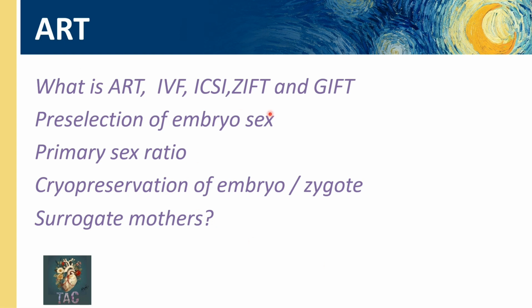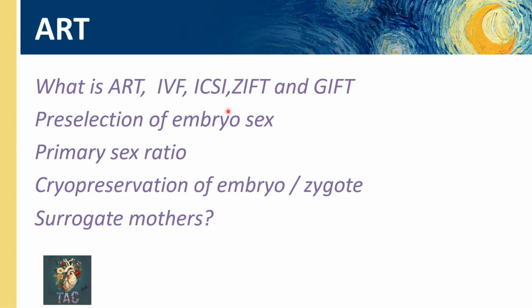So here are the different clinical correlates with fertilization, the assisted reproductive techniques. In assisted reproductive techniques, we have different techniques: in vitro fertilization, intracytoplasmic injection of the sperm, zygote intrafallopian transfer, and gamete intrafallopian transfer. All these are different methods that help patients who have the problem of infertility to achieve fertilization.